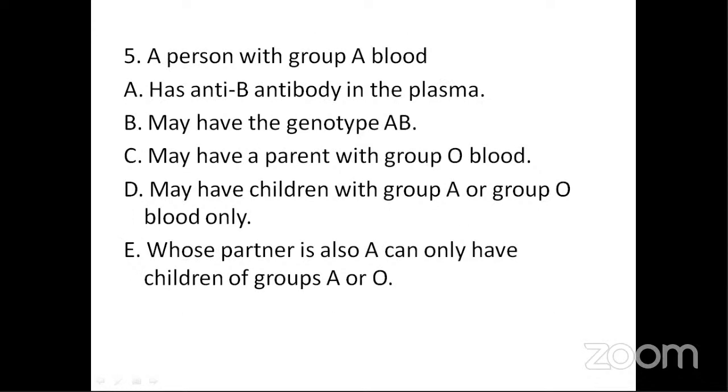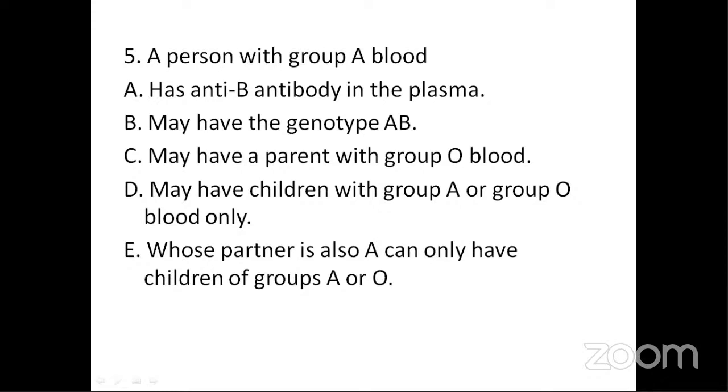A person with group A blood has anti-B antibody in the plasma, may have the genotype AB, may have a parent with group O blood, may have children with group A or group O blood only, whose partner is also A, can only have children of groups A or O. Which of them is true and which is false? I repeat the question. A person with group A has anti-B antibody in the plasma.